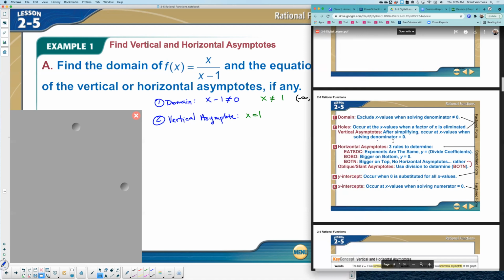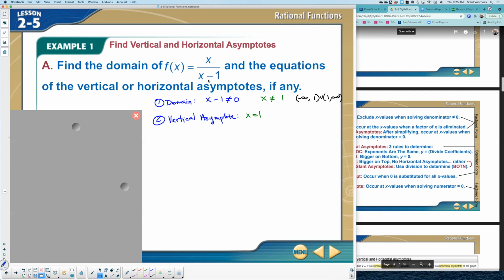Now there's 3 rules that'll define the horizontal asymptote. It all has to do with the exponents. So what I'm going to do here is list the exponents of x. This does not show a power on this x. So what power would it have if it doesn't show one? A power of 1. What power is down underneath? 1. Okay, so the three rules are relating the two powers.